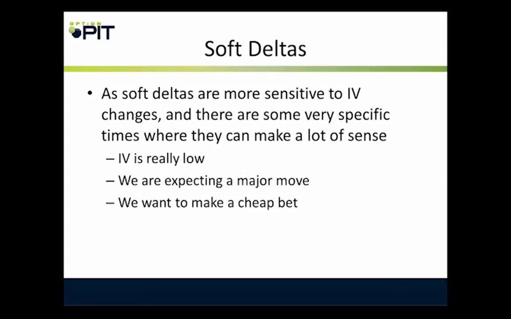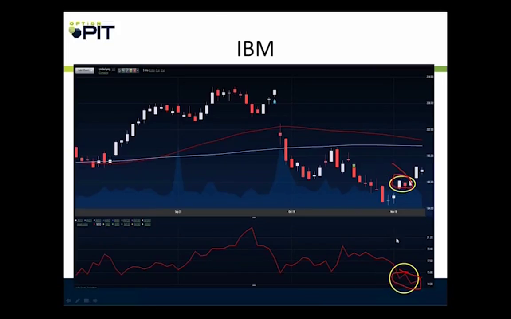And a soft delta is an out of the money option. The time you use soft deltas is when implied volatility is really low and you're looking for a move, but vol is really low. I'll show you one here. Here's IBM. It's in the toilet. Implied volatility is in the toilet.